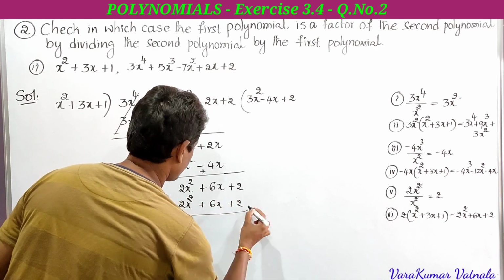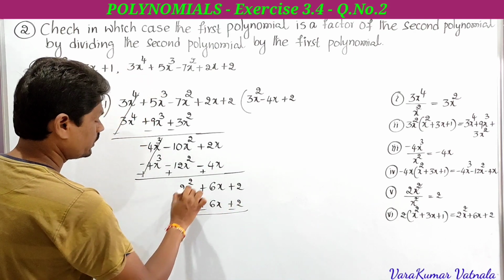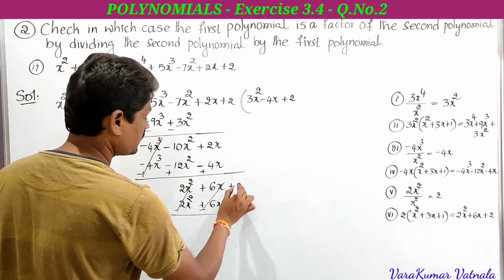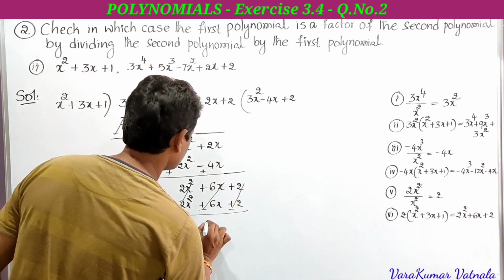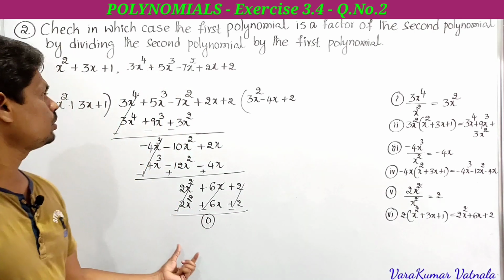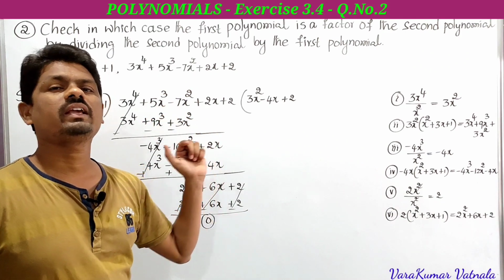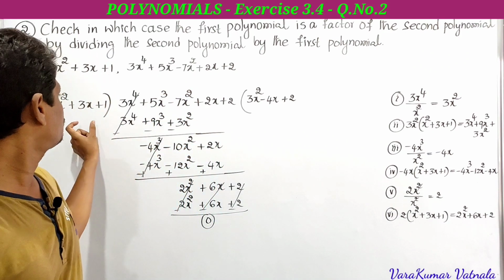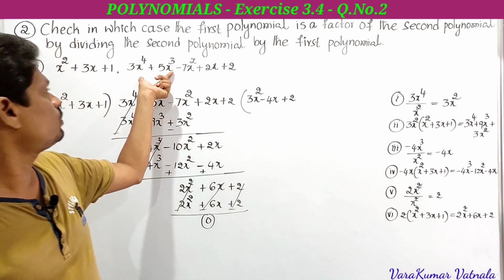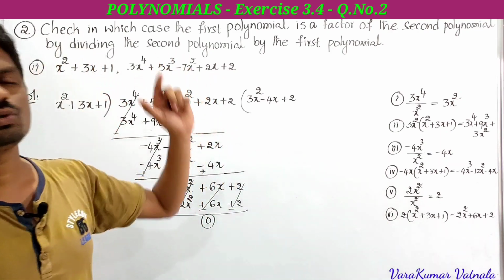So now subtract, it becomes minus minus minus. So 2x square minus 2x square cancelled, 6x minus 6x cancelled, 2 minus 2 cancelled. We can get the remainder 0. So since the remainder is 0, the first polynomial is the factor of the second polynomial. Therefore x square plus 3x plus 1 is a factor of 3x to the power 4 plus 5x cube minus 7x square plus 2x plus 2.